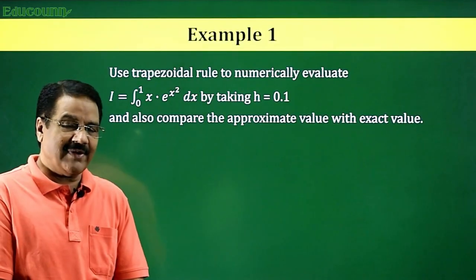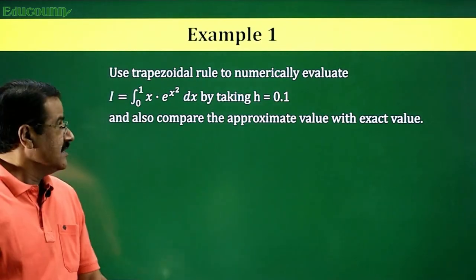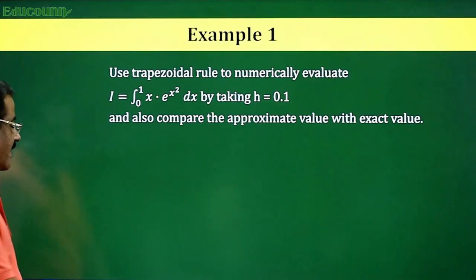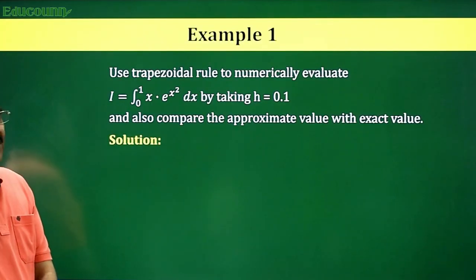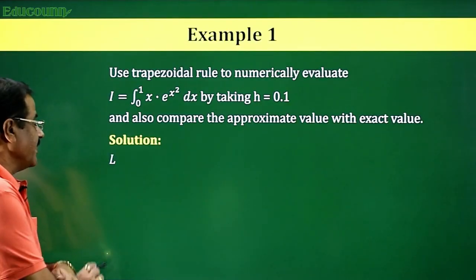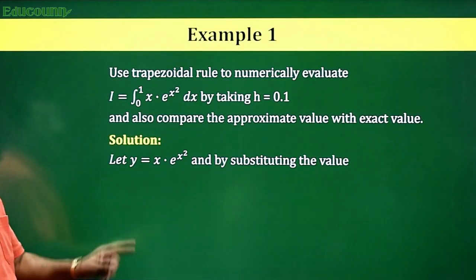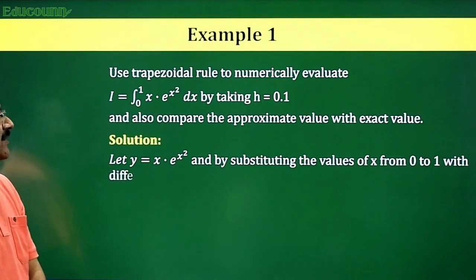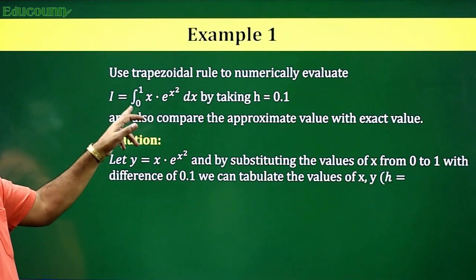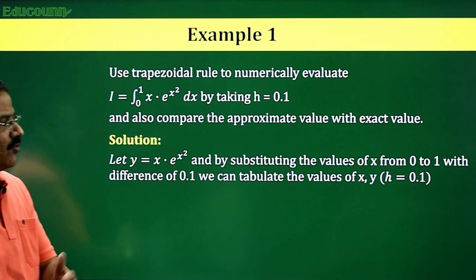What do you mean by exact value? The exact value can be calculated using direct integration. This integration of x into e raised to x square can be calculated directly. Now let us see the solution one by one. Your first job is to write down y equal to the given expression, that is y equal to x into e raised to x square, and then from 0 to 1, h is 0.1, that is given. What does it mean that h is equal to 0.1?